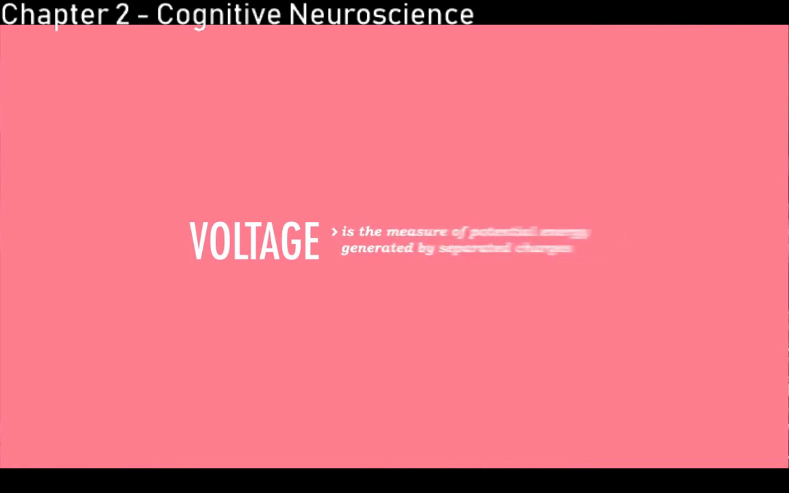If you're thinking that this sounds more like engineering than anatomy, that might not be a bad thing. It might even help to think of your neurons in the same terms an electrician might use. Voltage, for example, is the measure of potential energy generated by separated charges. It's measured in volts, but in the case of your body, we use millivolts because it's a pretty small amount. In a cell, we refer to this difference in charge as the membrane potential.